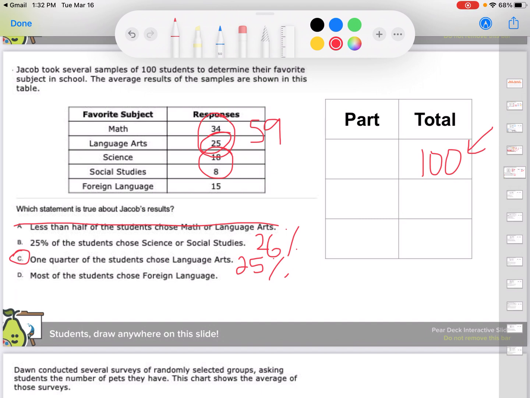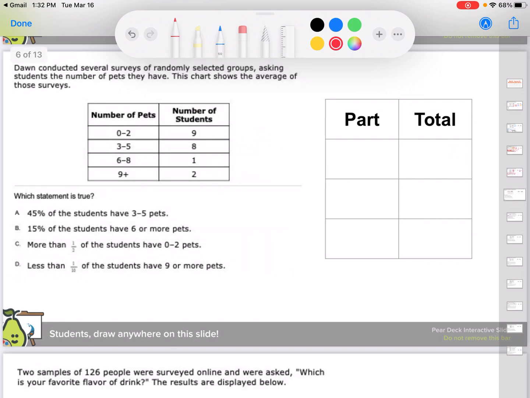Most students chose foreign language. Well, that's only 15 out of 100. Most students chose something else. So the reason I thought it might be B was because it was a close one, but C is definitely the right answer because it says 1/4, 1/4, and 25 is 1/4. So it should have been C.